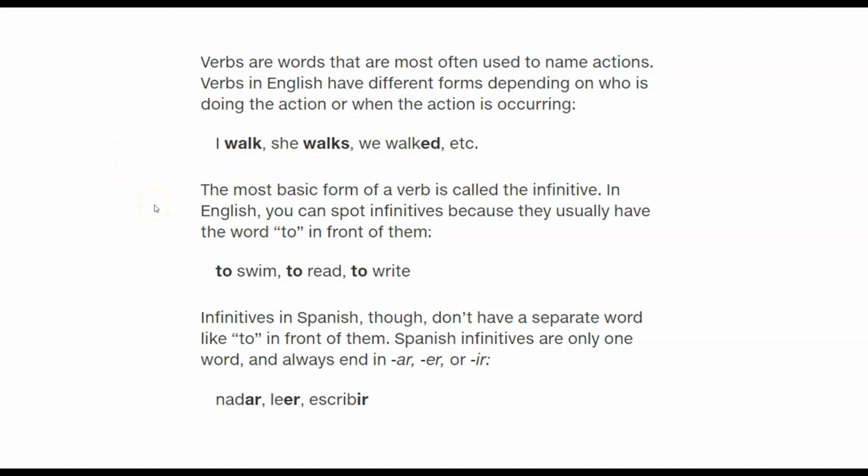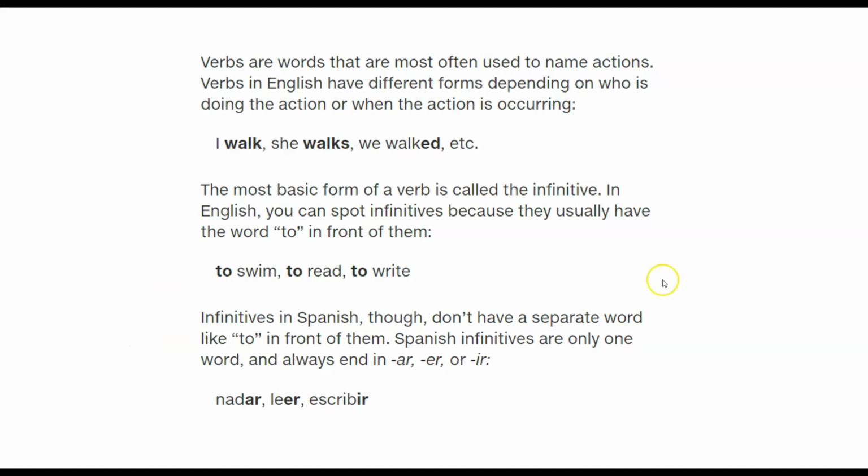The most basic form of a verb is called the infinitive. In English, you can spot the infinitives because they usually have the word to in front of them. To swim, to read, to write. And we don't say who's doing them. We don't say if it's in the past, present, or future. It is the most basic form of a verb.